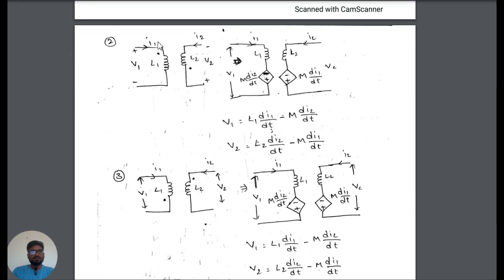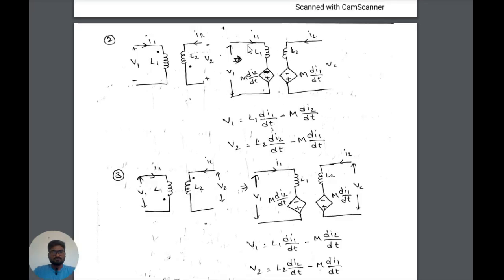In the second case, the dotted terminal of the first coil is at the beginning, and in the second coil the dotted terminal is at the end of the coil. So when the current enters this dotted terminal, this circuit is rewritten in this form. This circuit is redrawn like this.